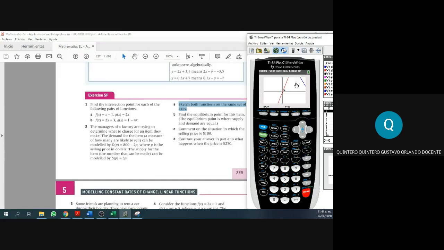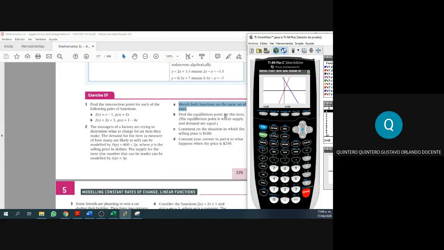But if, let's say, I want to see the intersection point, well, I cannot see the intersection point right there. So I'll simply zoom out a little bit more. Zoom out. Enter again. And after a while, the calculator should give me both lines there. And now I have the intersection point. All right. So this is the sketch of both functions. Now let's go into B.